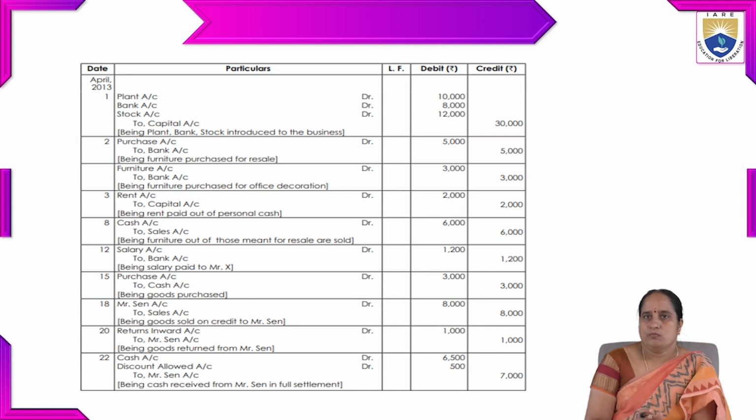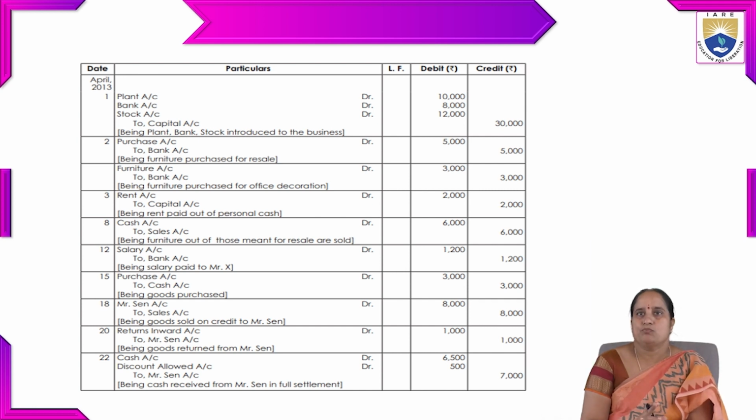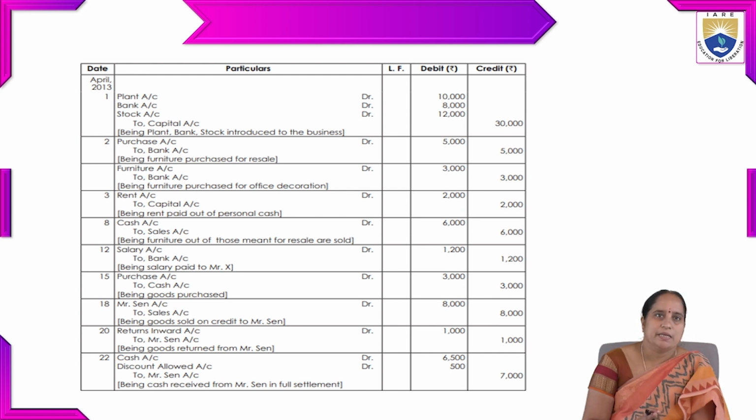So 1,000 worth of goods returned by Mr. Sen. That is the reason we have to enter 1,000 rupees in the returns inward account, and also the same we have to decrease from Mr. Sen's account. And on 22nd April, being cash received from Mr. Sen in full settlement, cash account 6,500, and discount allowed account, as he made full settlement, 500 discount is allowed to same accounts, total 7,000.